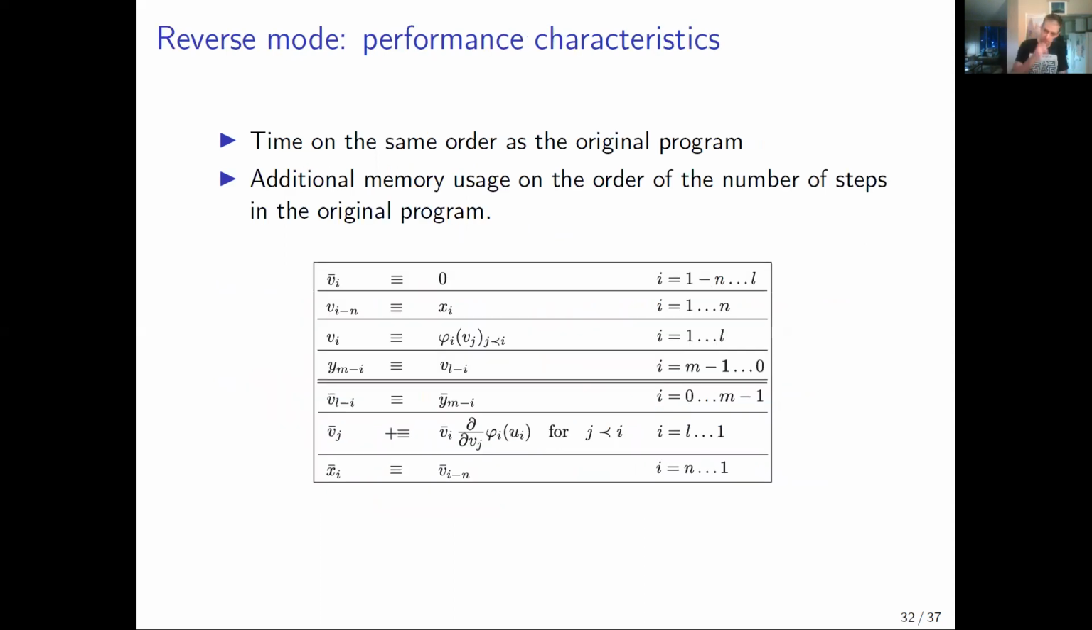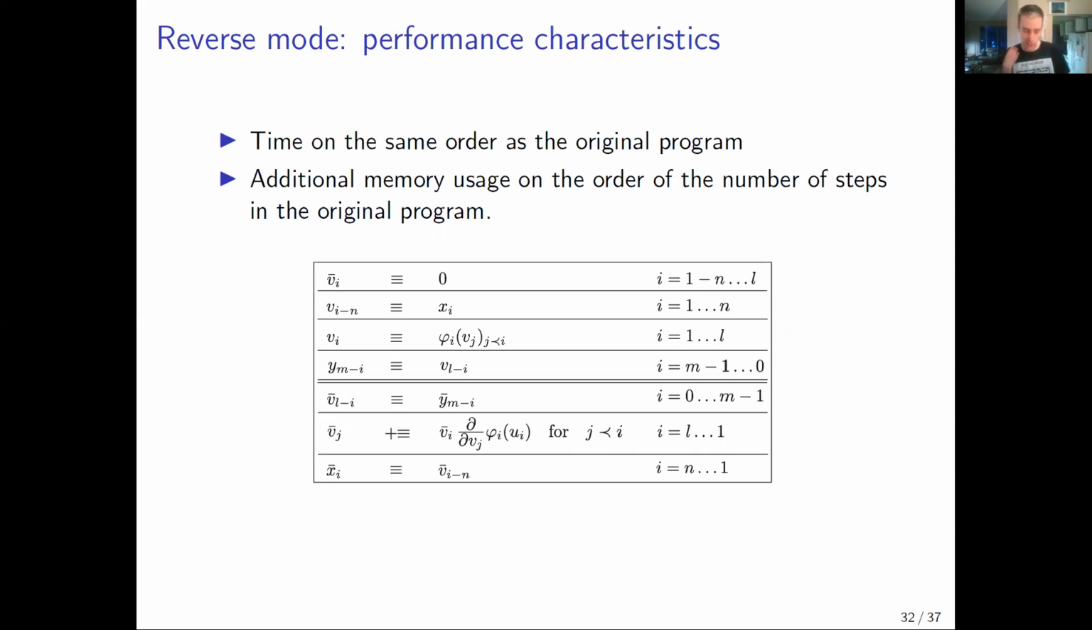Okay, let's discuss the performance characteristics of reverse mode automatic differentiation. So first of all, time is of the same order as the original program, because we're just adding one step per each step of the original program. So we're going to get a roughly constant factor increase in amount of work.